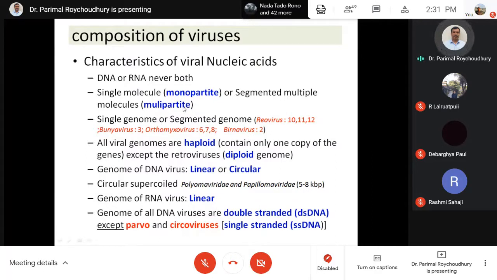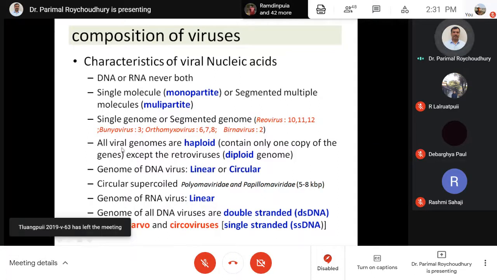So monopartite and multipartite, these are the two words we frequently use to describe the physical nature of the viral genome. Remember, we don't have any segmented DNA viruses. Segmented or multipartite nature is present only in certain RNA viruses, not all.